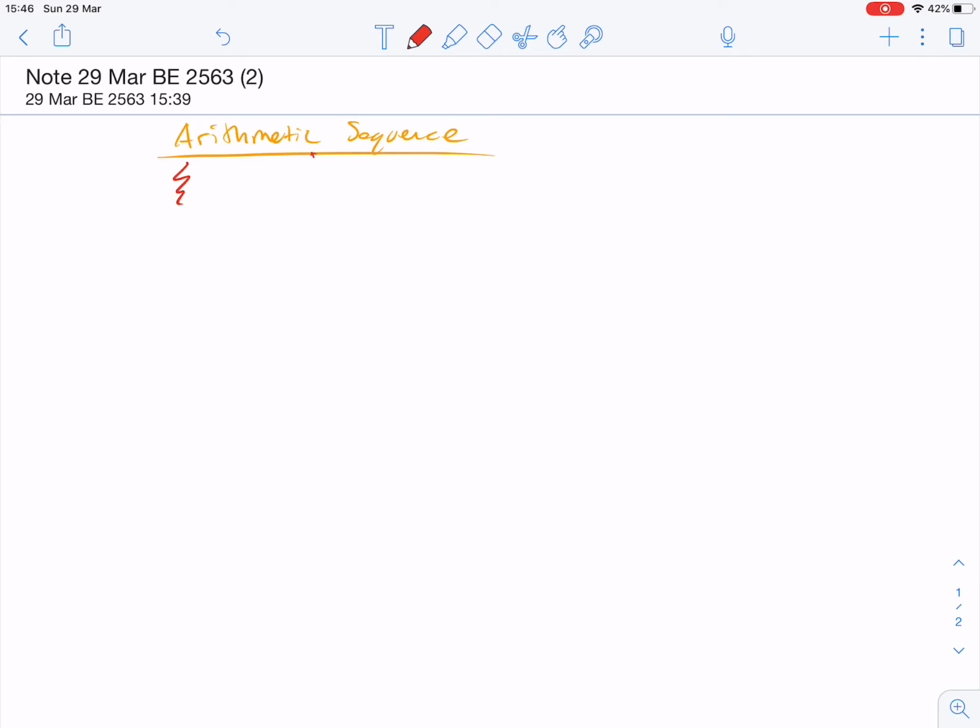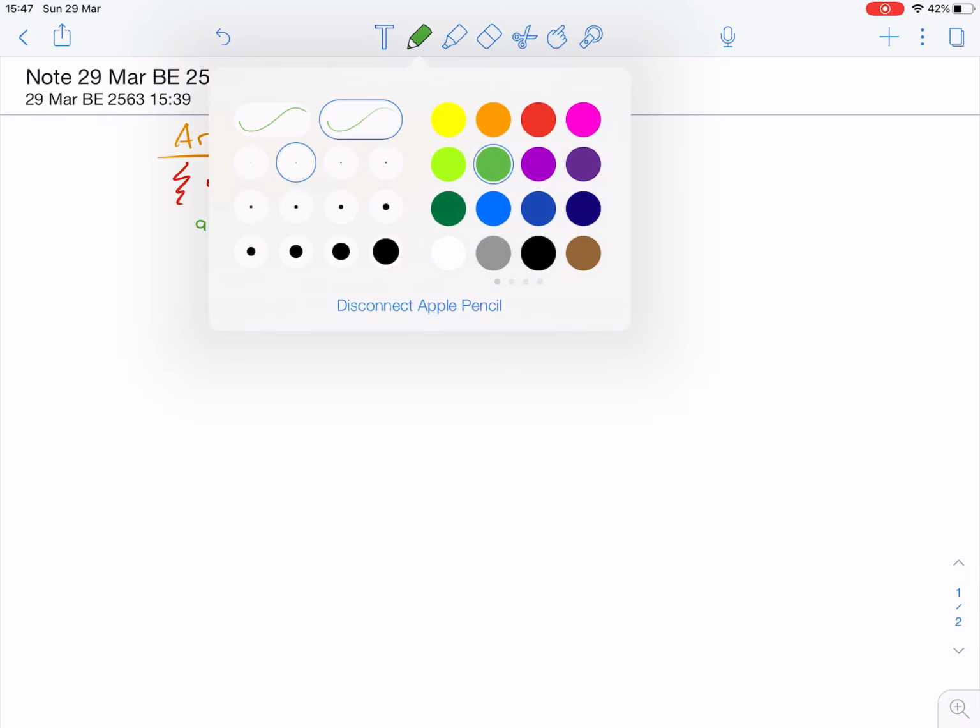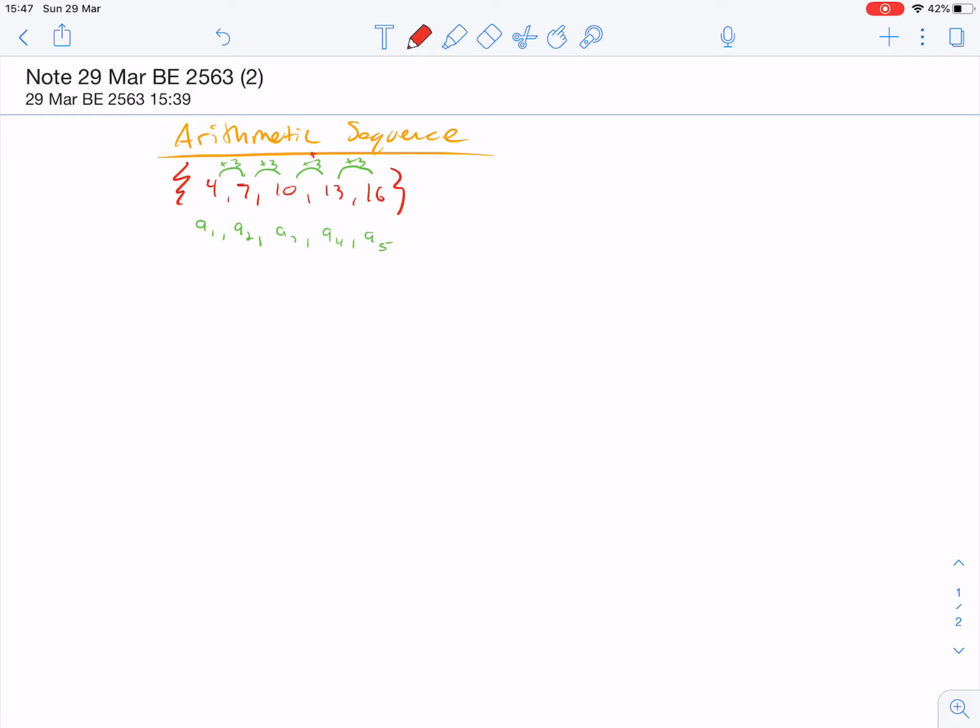So say I had 4, 7, 10, 13, 16. This is going to be a finite arithmetic sequence, and our difference is going to be 3. We're going to be adding 3 every time. In this case, this would be our A1, A2, A3, A4, A5. All right, so another way we could write this is the first term, A1.